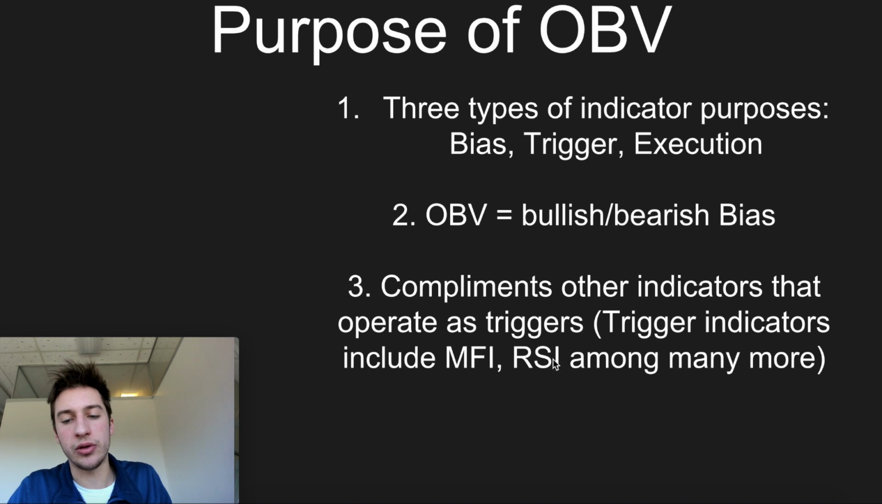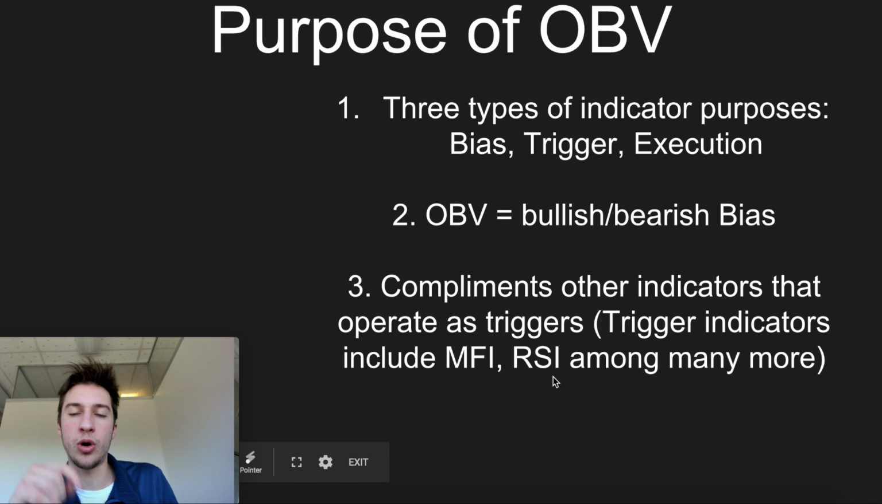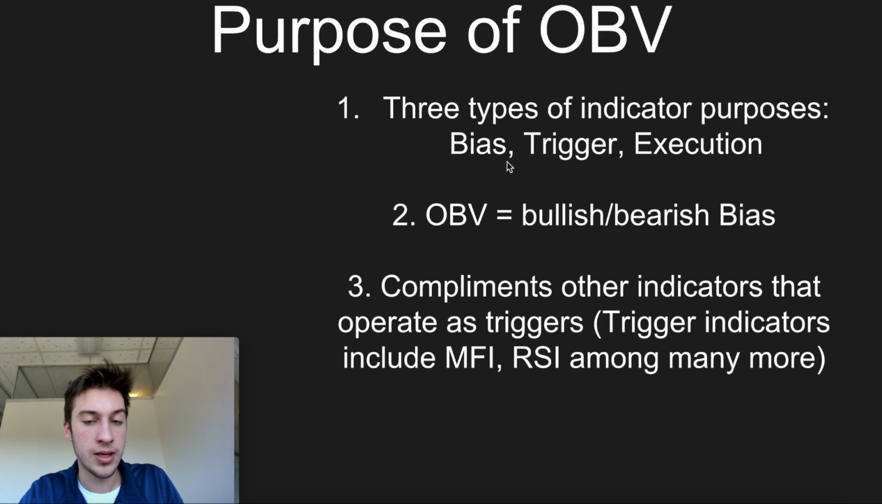After you get that bias, typically that's where you want to look for more trigger indicators. Trigger indicators can include oscillators such as MFI, RSI, indicators that are going to go from oversold to overbought. And so if you see, like let's say OBV is showing you a bullish bias, and then you use RSI, and RSI goes oversold as you have a bullish bias. So your bias, bullish, so check. Trigger, check, because RSI is oversold.